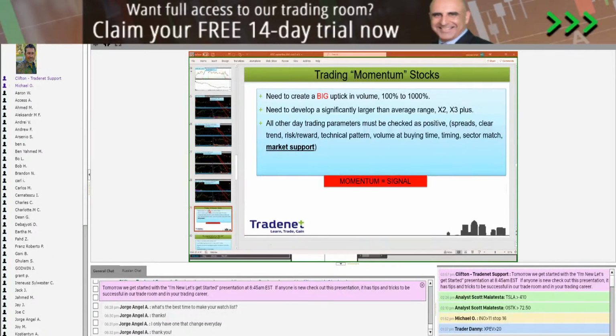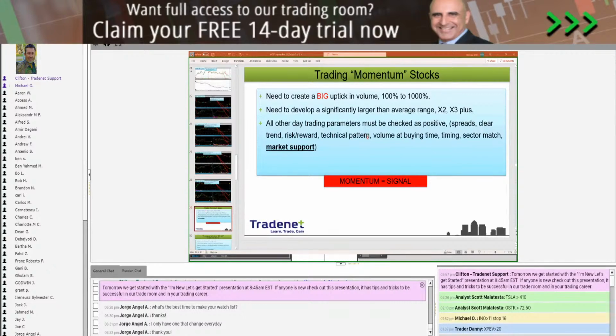Okay, so this is the summary for trading momentum stocks. They need to create a big uptick in volume and develop a significantly larger than average trading range. All other trading parameters, and this is super important, guys, must be checked as positive, meaning spreads, clear trend, risk reward, technical pattern, volume, timing, sector match, market support.